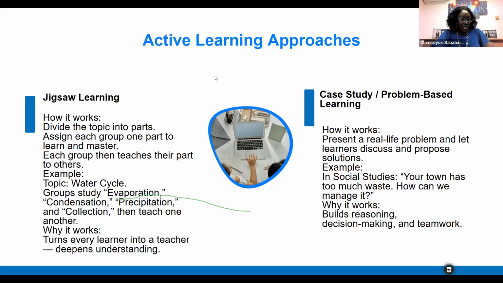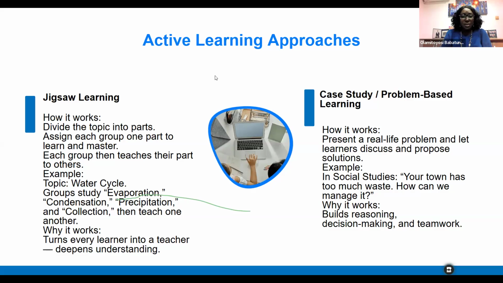So every learner in each group gets to explain to the learner in another group. That's what jigsaw learning is. They go apart to learn, then they come together to share their learning. That's what jigsaw learning is about.